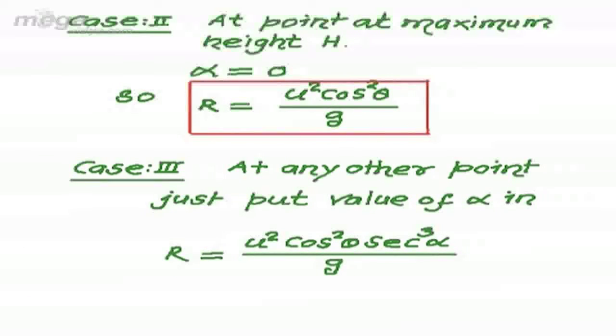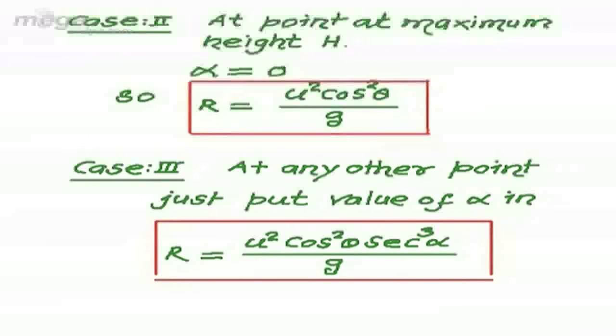For any other situation, we can use the standard result which we have got in this exercise, and by putting the value of alpha for a particular case, we can get the radius of curvature of the path of the projectile at that specific location.